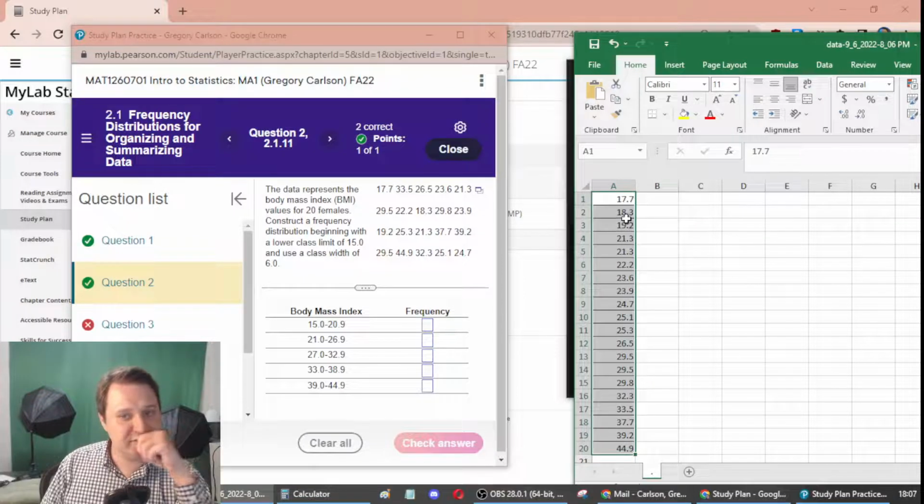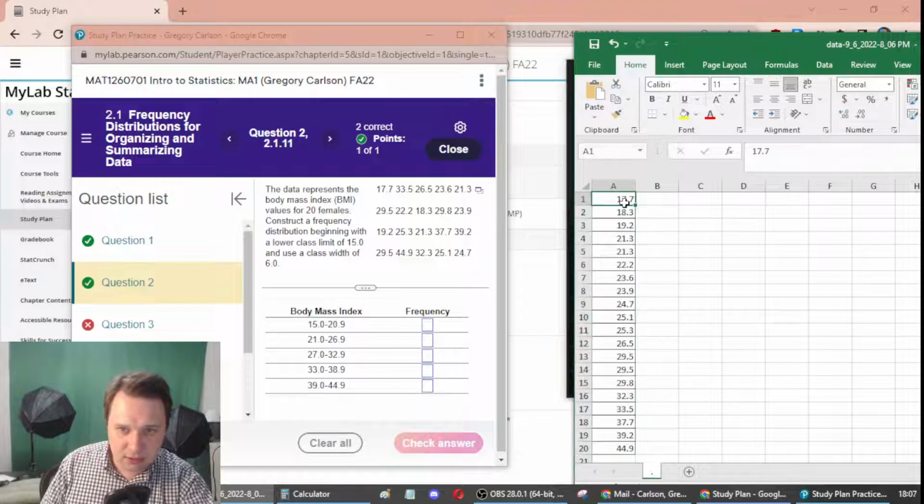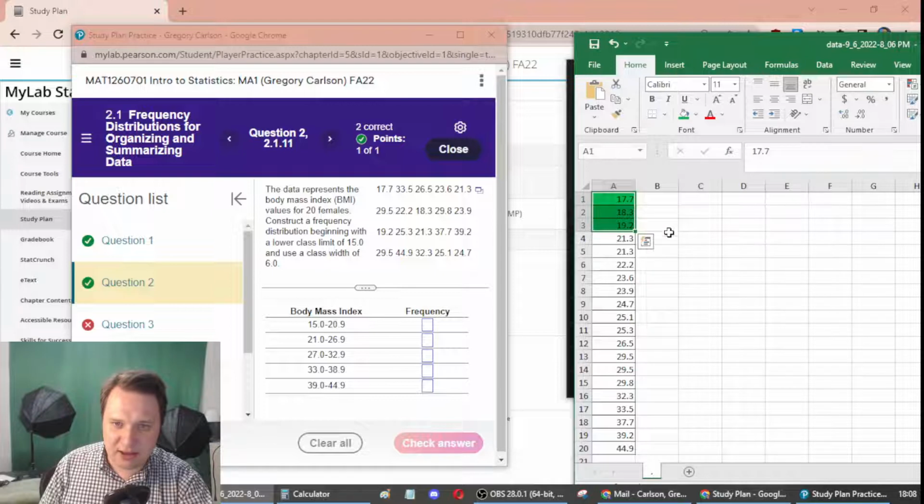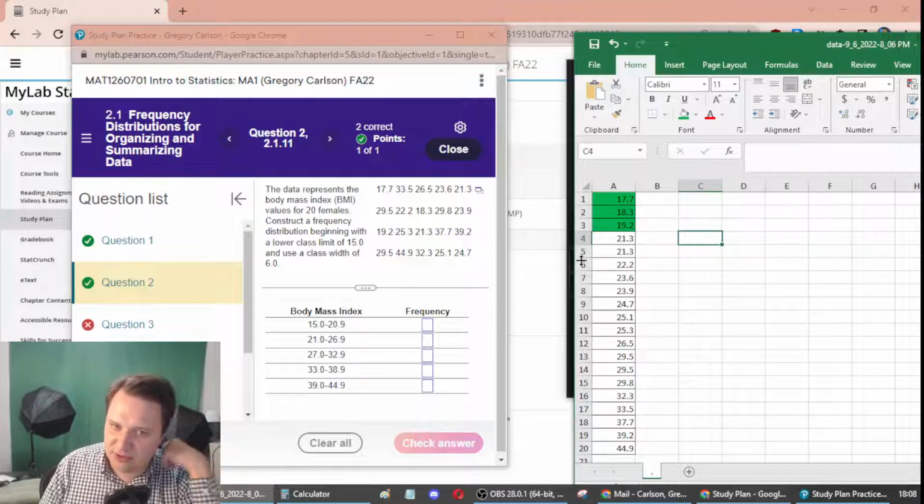Okay, so we have 15 to 20.9. I think just 3. And do you see this little bucket icon? Let's pick a different color. I'm going to click the bucket icon so I know which cells I've already used. So 15 to 20.9 is 3.